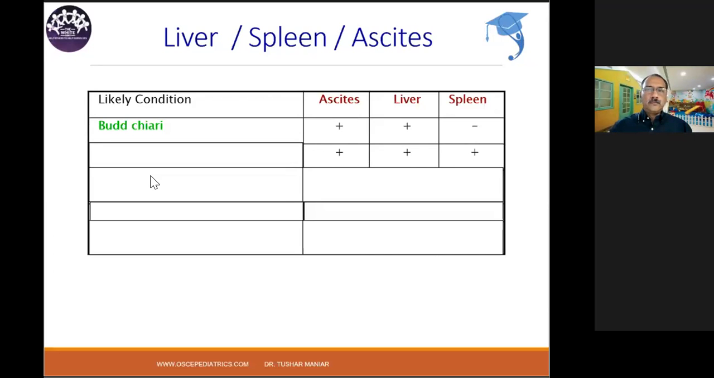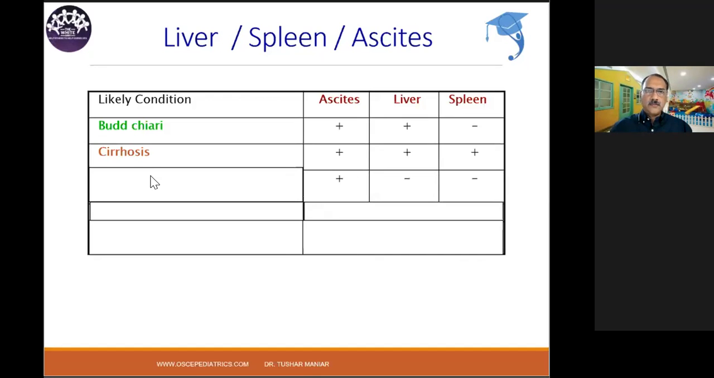Sinusoidal cause, portal cirrhosis. Excellent. So give me one example of sinusoidal. Cirrhosis. Excellent. Or it could be other things also. But basically you're talking about a sinusoidal involvement. Now you have ascites and you have no liver and no spleen. Extrahepatic portal vein obstruction. Extrahepatic will have ascites without spleen.